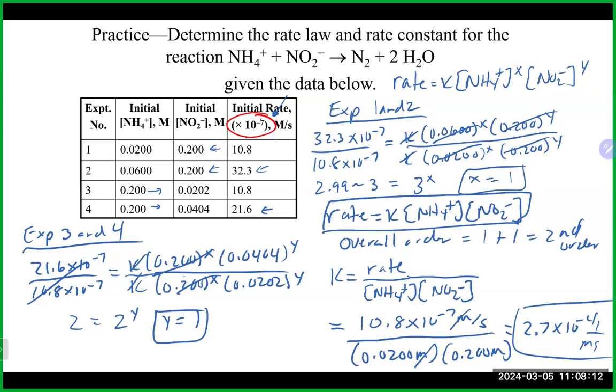So when you're going to solve for K, you could choose any of the entries, but you have to choose all of the values from the same one together. You can't mix and match, otherwise you will get the wrong answer.